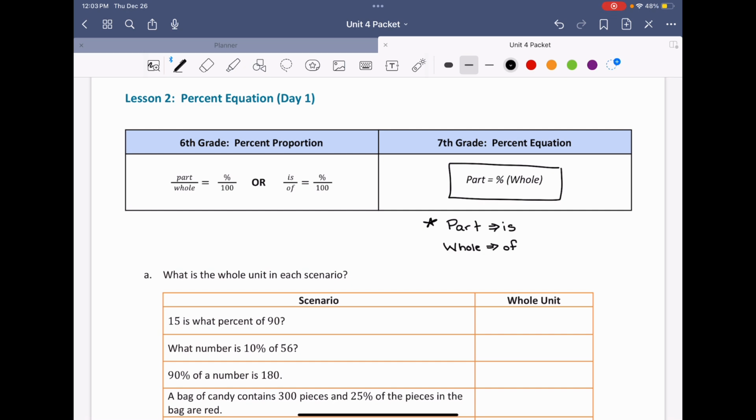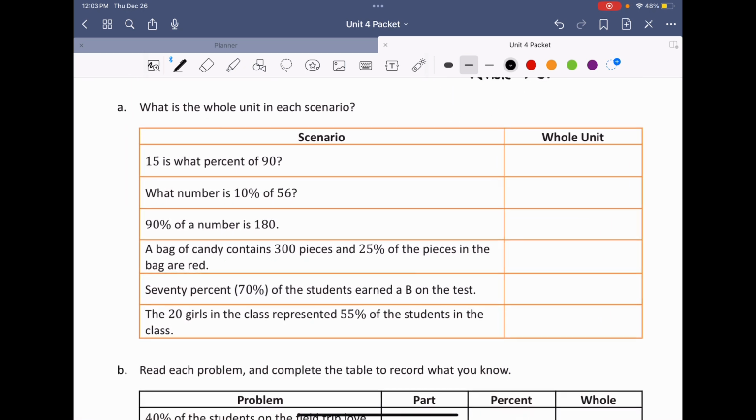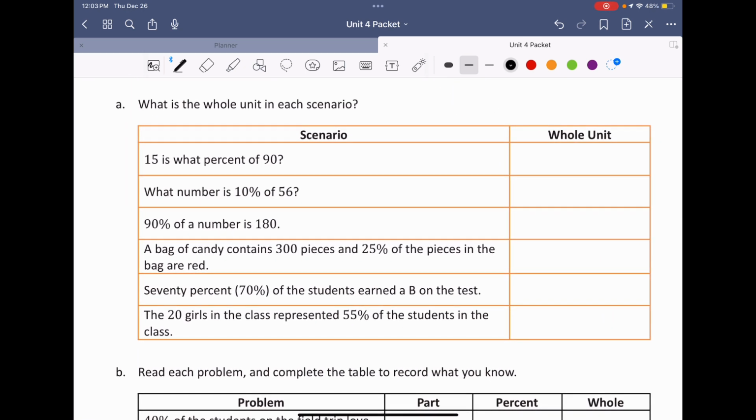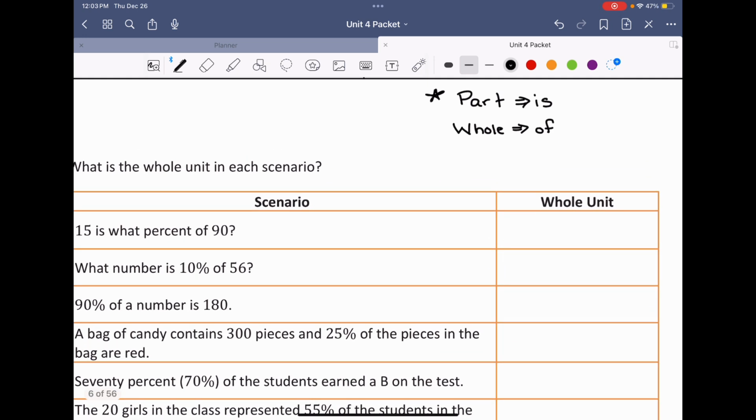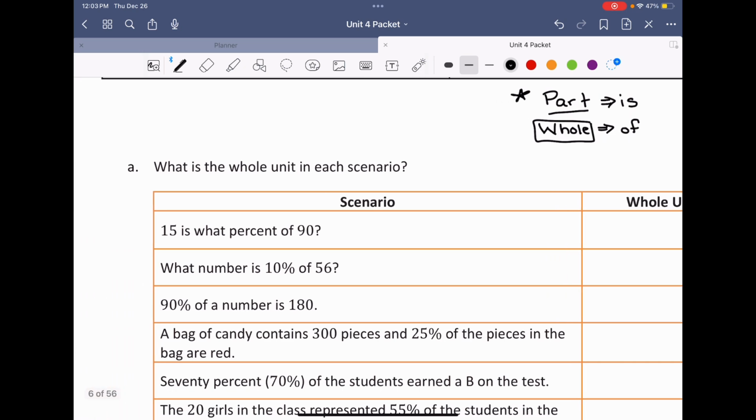All right, so let's go down, and we're going to practice just finding the part, the percent, and the whole. And I'm going to keep the same thing as I go through all of this. So I'm going to be underlining my part, boxing in the whole, and then I'll circle the percent, okay?